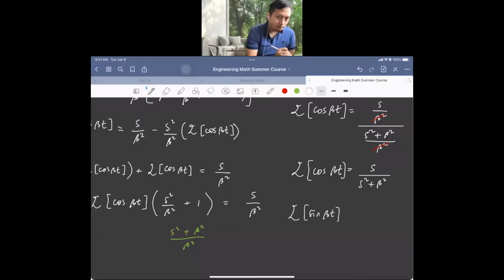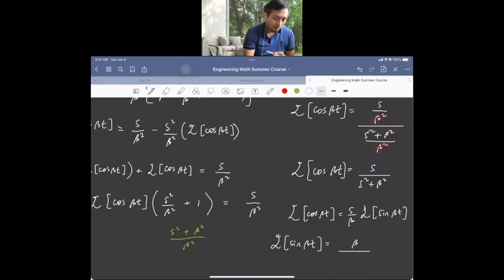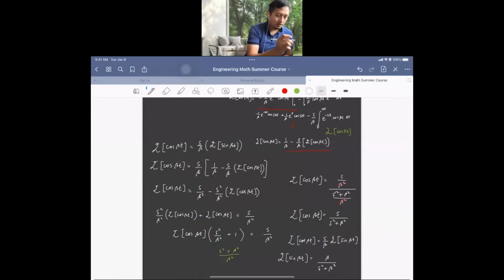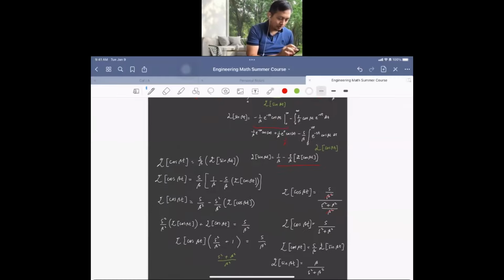Similarly, the Laplace of sine beta t is going to be, or we can just write the Laplace of cosine beta t is s over beta times Laplace of sine. So for Laplace of sine, we can just multiply with beta over s. So this will be beta divided by s squared plus beta squared. Okay, maybe I will write the conclusions in the next page. But let me just stop this page here.